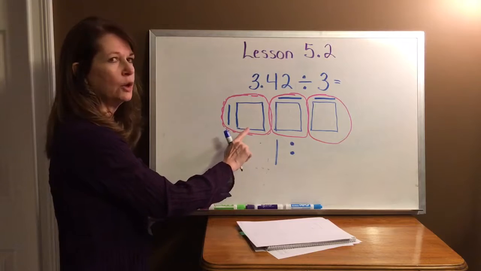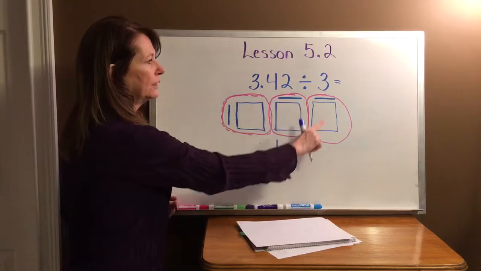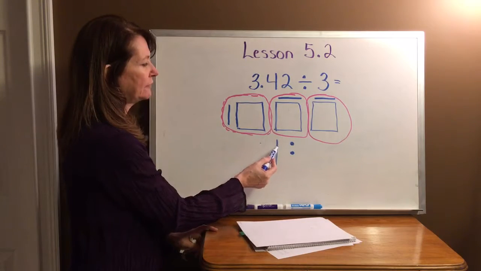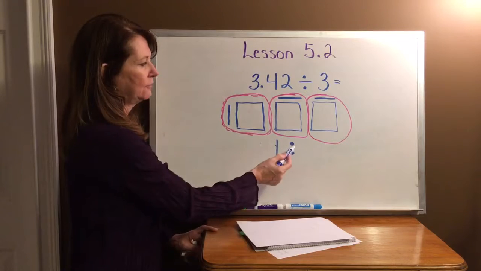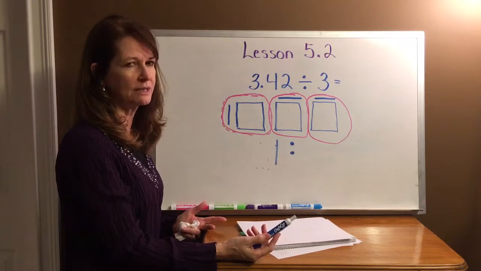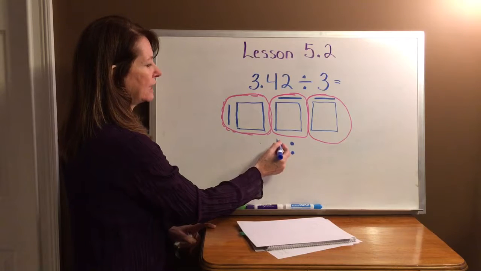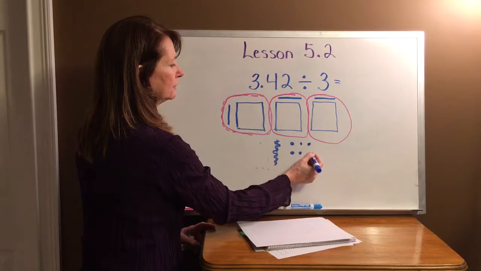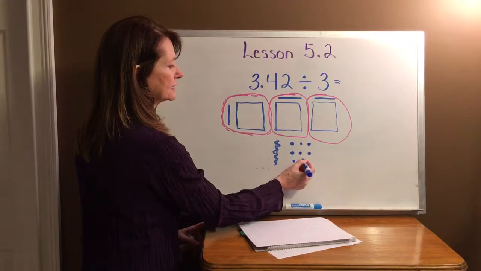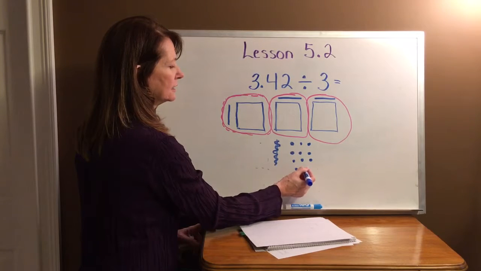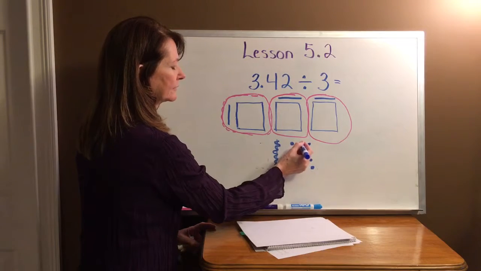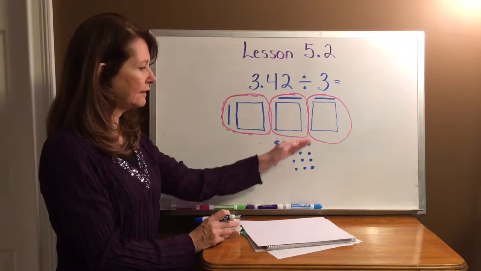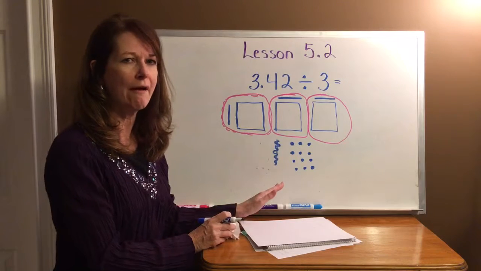So in other words, I have 1 whole and 1 tenth, 1 whole, 1 tenth, 1 whole, 1 tenth in my 3 groups. Now, I just have to worry about this 1 tenth and the 2 hundredths. These are the ones I'm going to have to regroup. So I'm going to take this 1 right here and put 10. 1, 2, 3, 4, 5, 6, 7, 8, 9, and 10. All right. So I have my original 2 that I started with, and then I've got my 10 I added, which gives me 12.